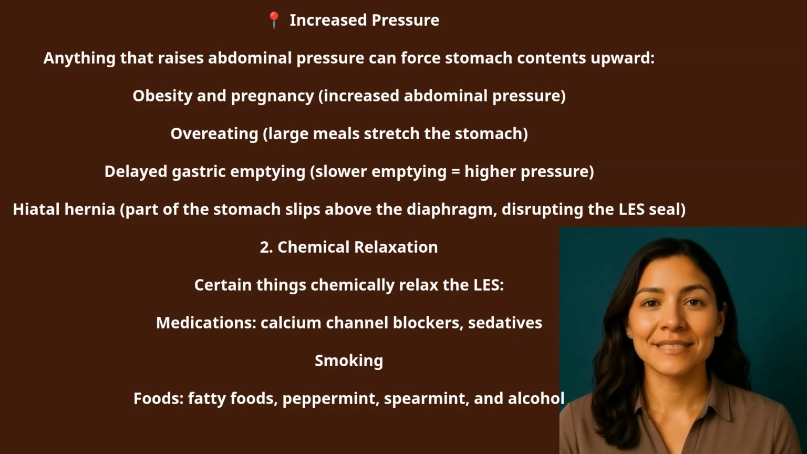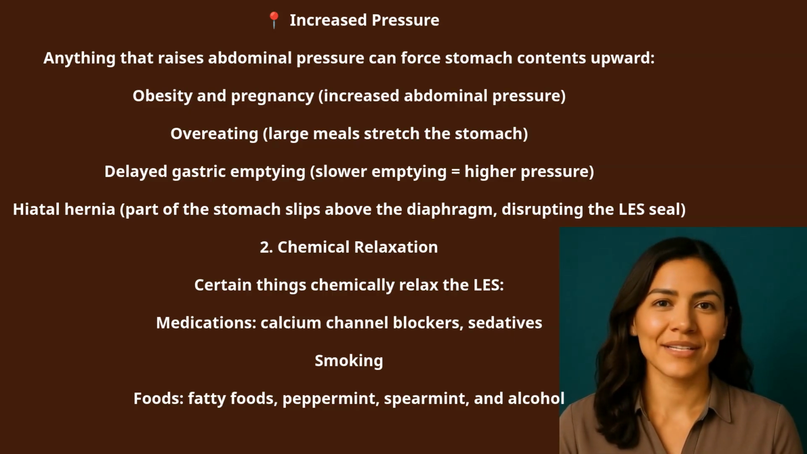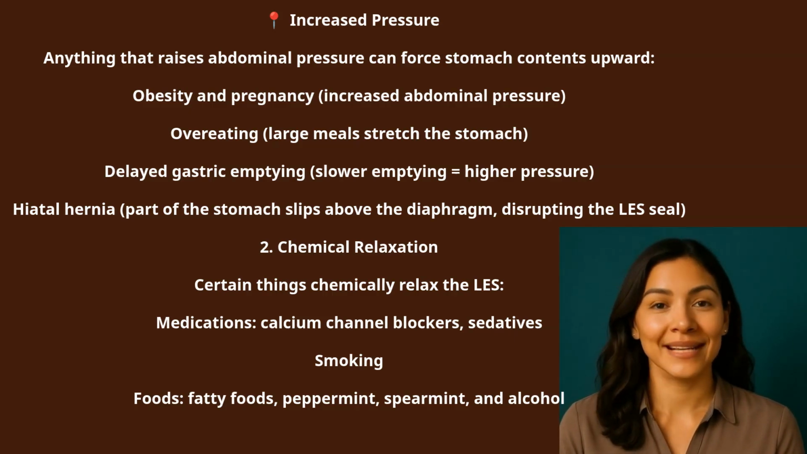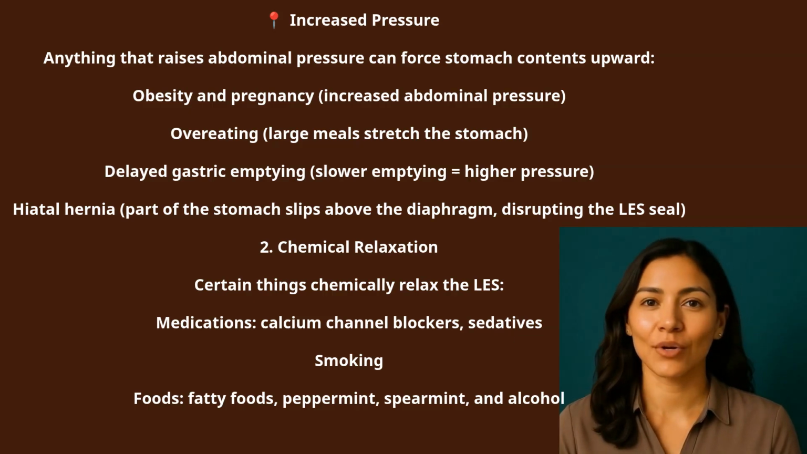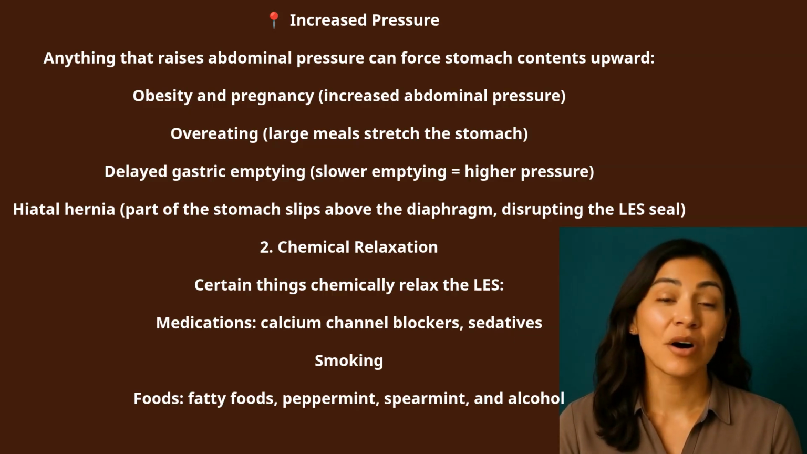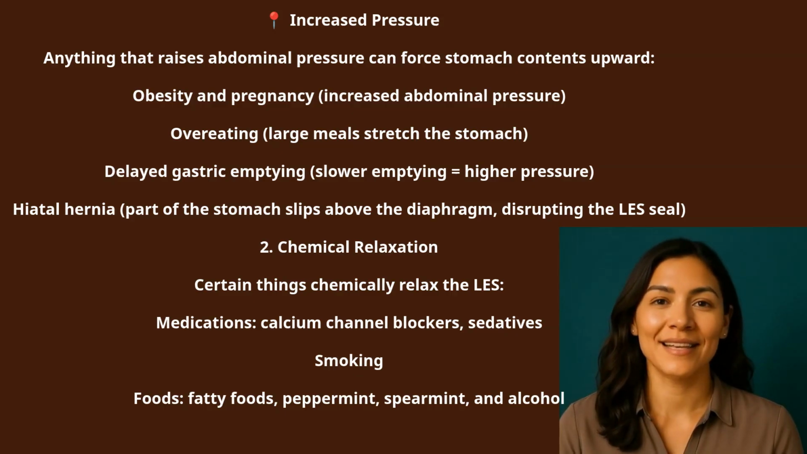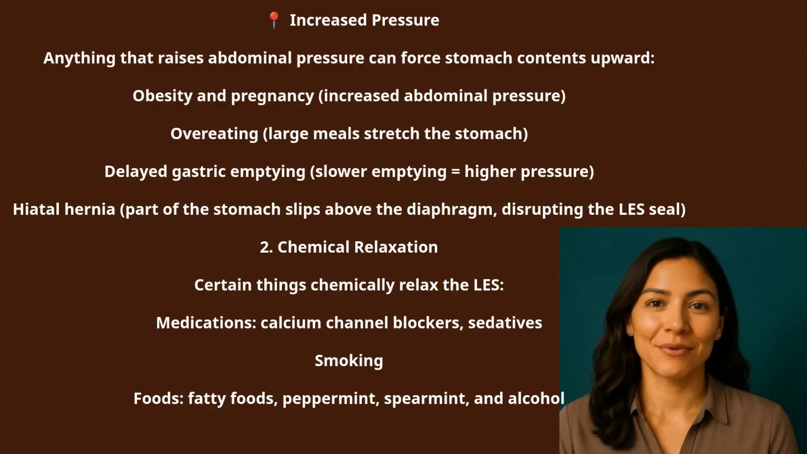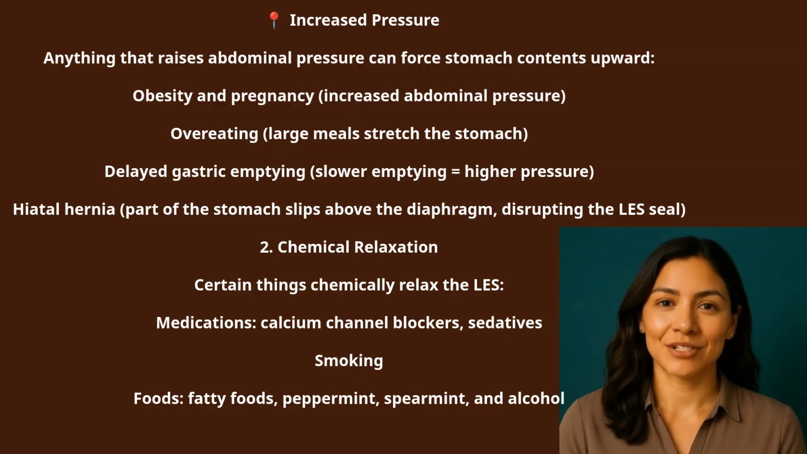Hiatal hernia. This is a key trigger. In a hiatal hernia, the upper part of the stomach herniates or slides up through a weak opening in the diaphragm. When the stomach is sitting above the diaphragm, it puts constant, abnormal pressure on the LES, preventing it from closing properly.